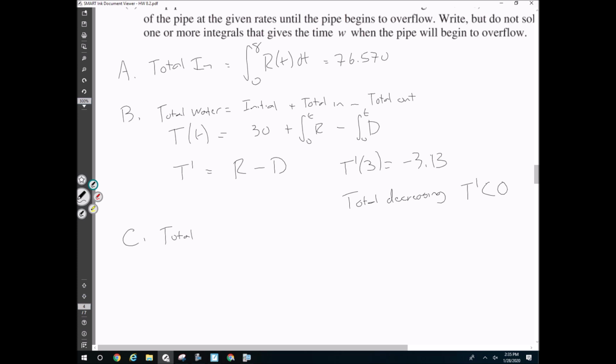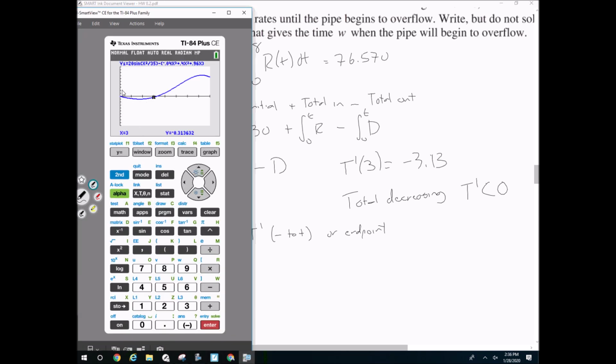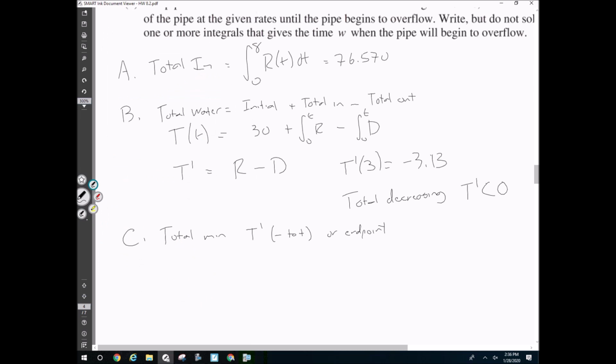Total will be a min when T prime changes sign from negative to positive, or at an endpoint. I already graphed T prime, that's great. I see it goes negative to positive, actually. So I know, but I have to justify, it's got to be at this location where we intersect. Second calc, intersect, enter, enter, enter. This is my sign chart analysis for T prime.